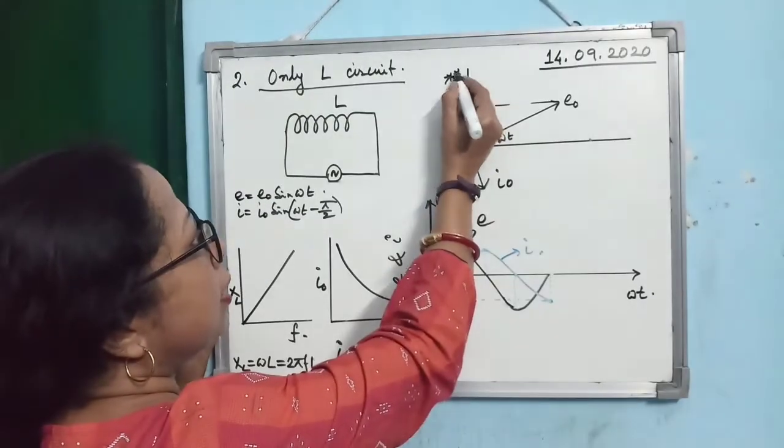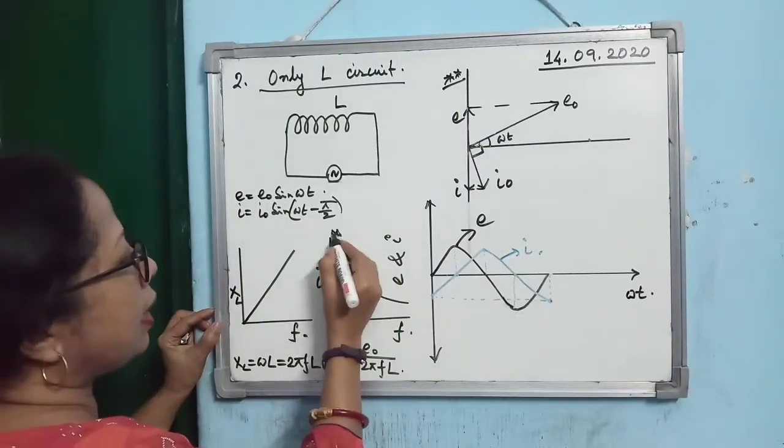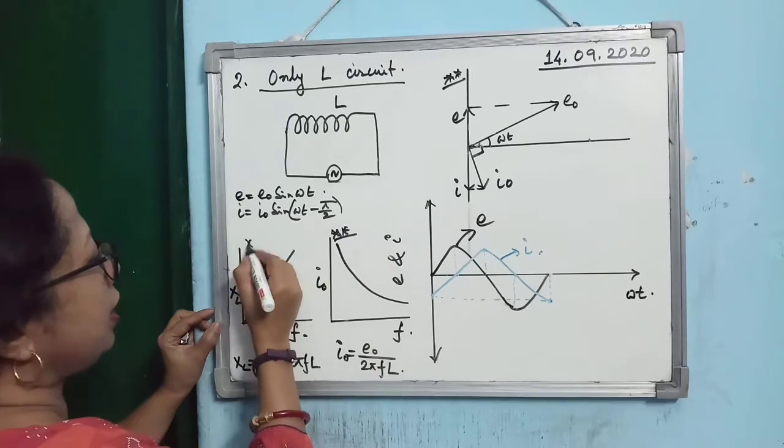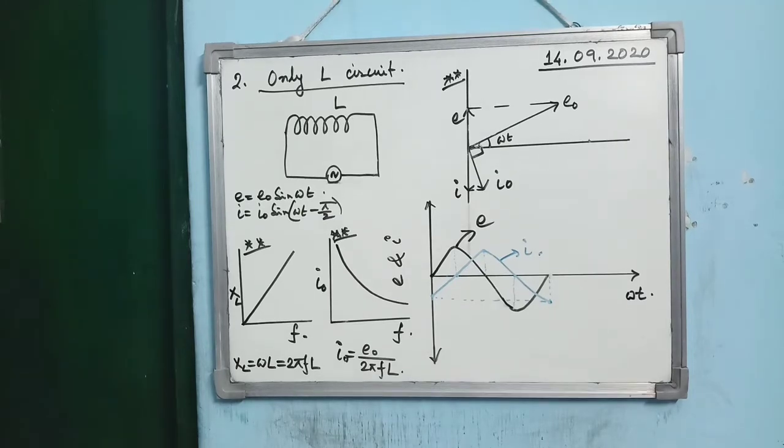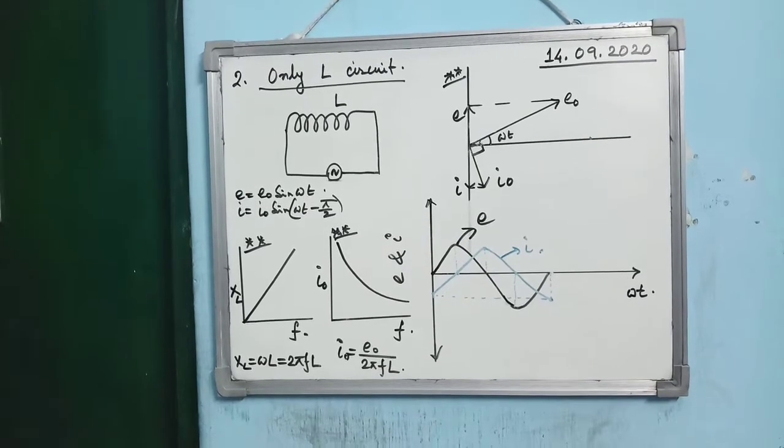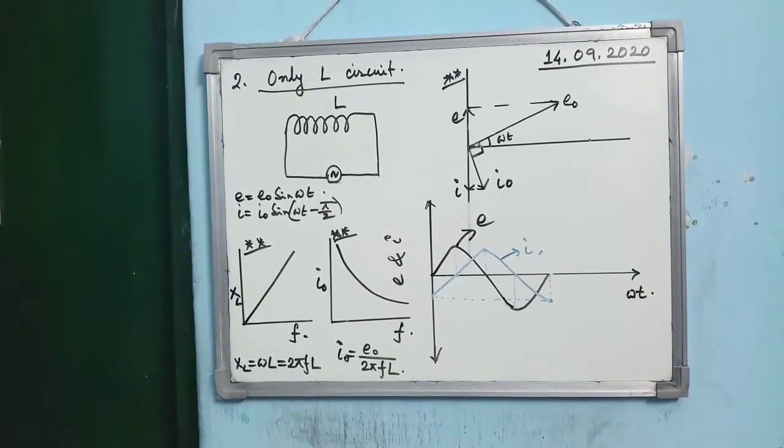So I am putting a mark. You must learn and practice these three diagrams. Alright, the XL versus F graph, then the I0 versus F graph, then the phasor diagram. So that's all for only L circuit. Next is only C circuit.